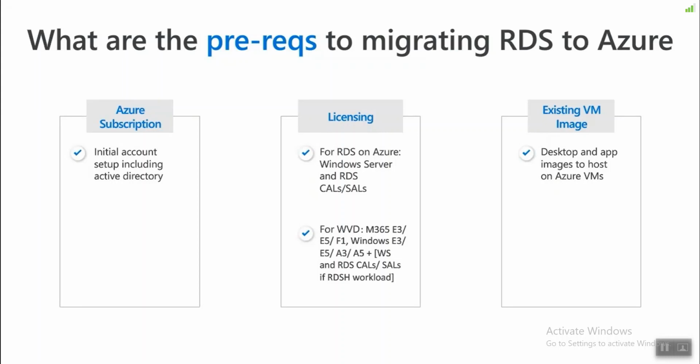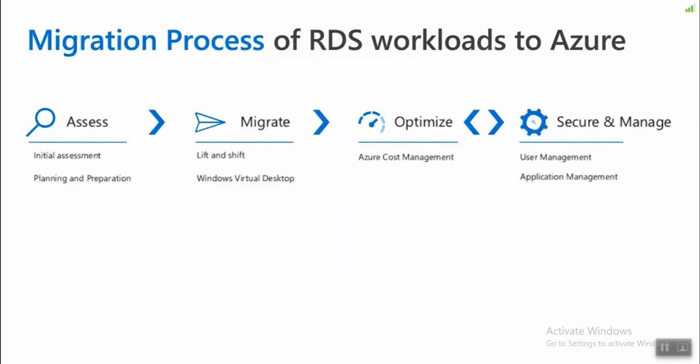Now let's look at the steps that are involved in this whole migration process. We have 4 distinct steps: assessment, migration, optimization, and lastly, security and management of the environment. So assessment, as it says, is the actual initial assessment of your existing virtual environment. And based on that assessment, it also entails planning and preparing before you actually do the migration.